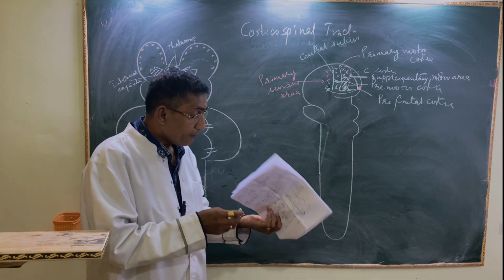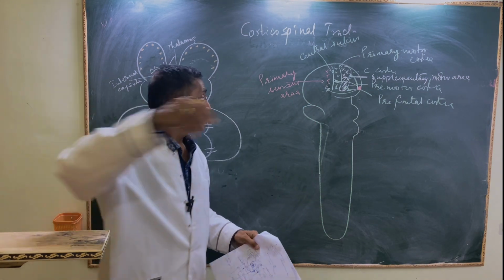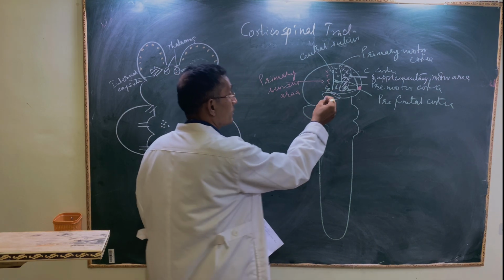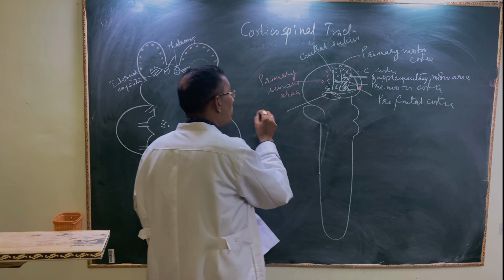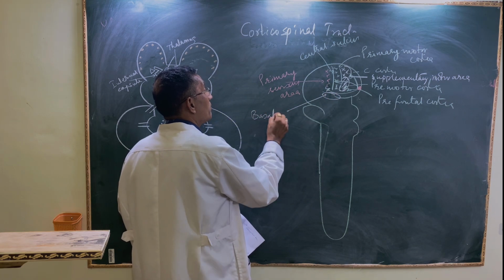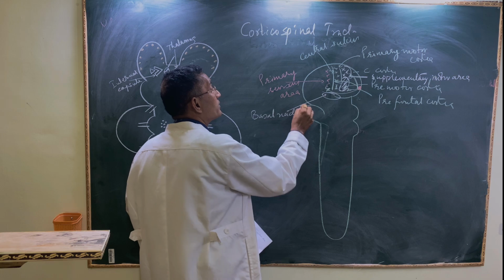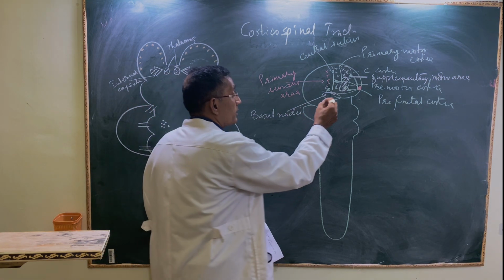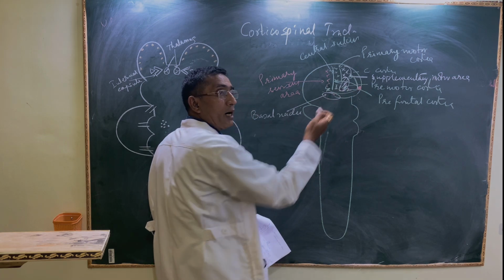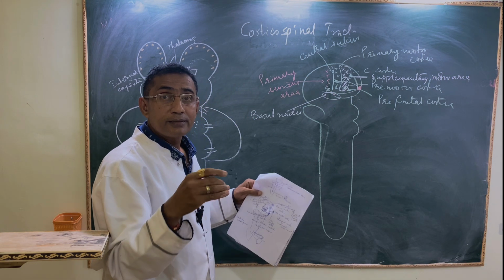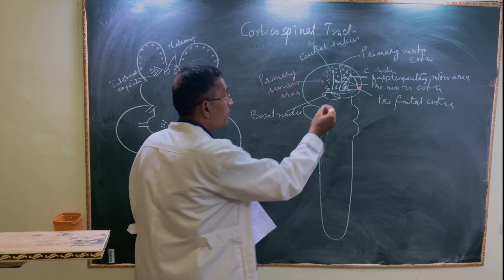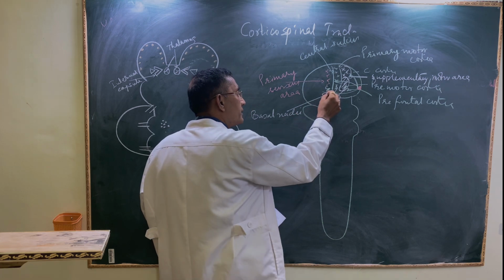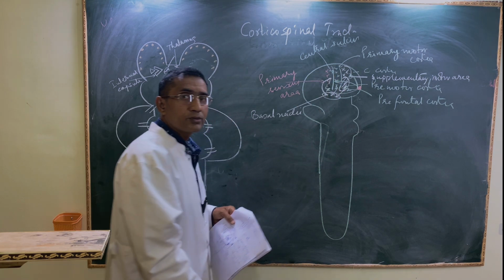Then we have another important area. Below this are the nuclei, we call them basal nuclei. Here we have caudate nucleus, we have putamen. After thinking, after having the plan, this has to be executed. So information will go to the basal ganglia, and then this information will go to the sensory area.